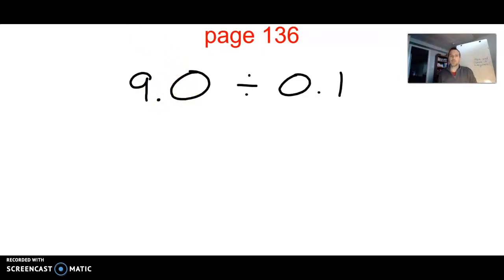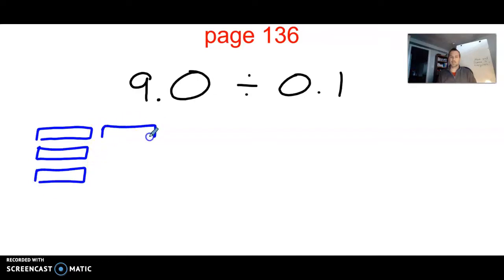The first problem here, we have 9.0, or 9 wholes, divided by 1/10. This almost seems a little bit of a review from last week. There's a few ways we can do it. We can draw 9 models, and that is certainly an acceptable way.